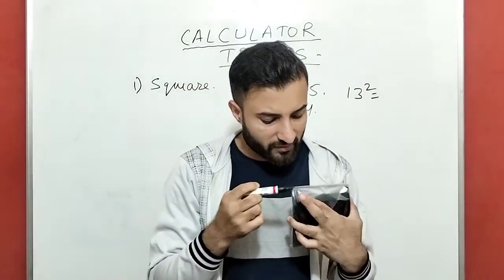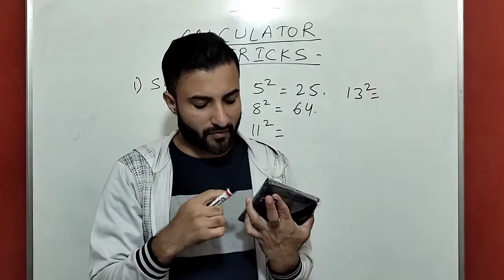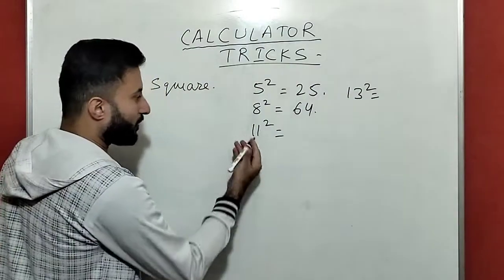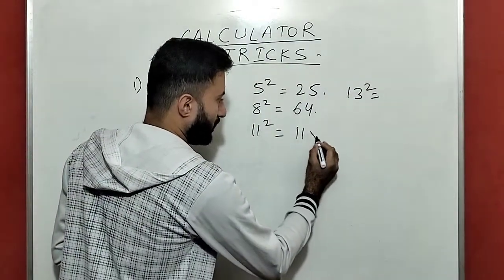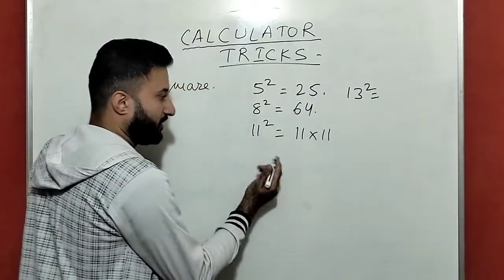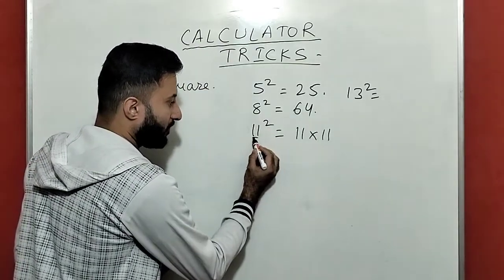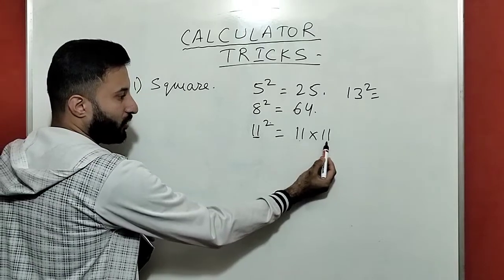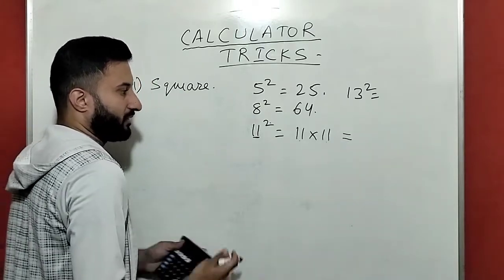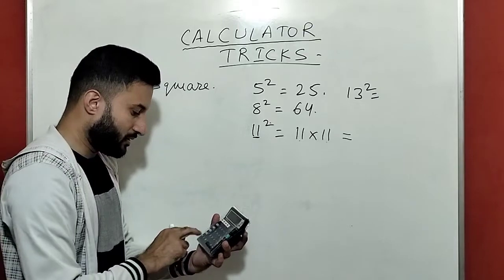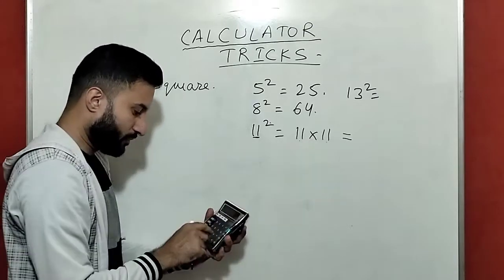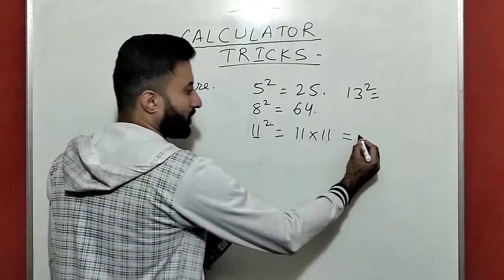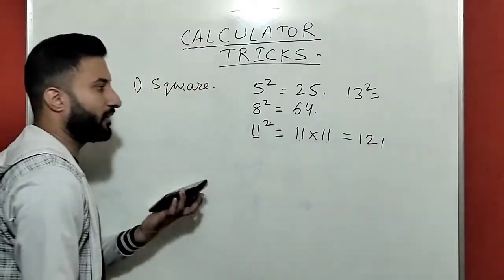11 square. Whatever number is squared, we have to multiply it 2 times. 11 square means 11 into 11. We do the same in the calculator: first type 11, then into, then 11. That gives 121. We know the square, everyone knows.